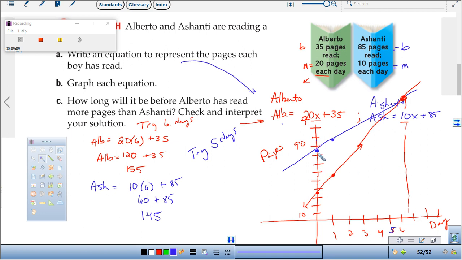Now, every day, this person doesn't increase as much as this person. This person started off with fewer books, but his rate of change is more. So as the days go on, his increases more; his slope is steeper. This person doesn't increase as much, so they will cross. And this guy will eventually have a higher number of pages read. What day? About 6.